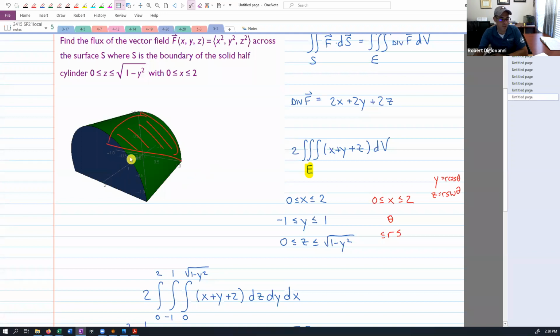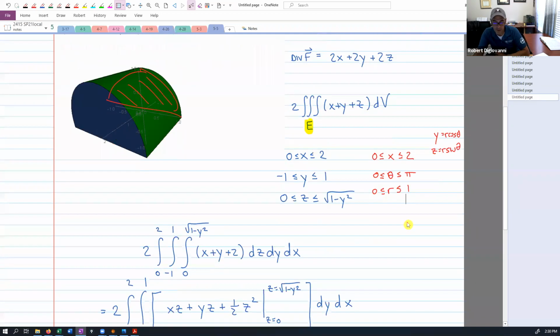X is between 0 and 2, but the shadow on the ground is a half circle, so theta should go between 0 and pi, because we only want half the circle, and the radius goes between 0 and 1. I'm just trying to see if this is any better. I don't know if it does. So 0 to pi, 0 to 1, 0 to 2.